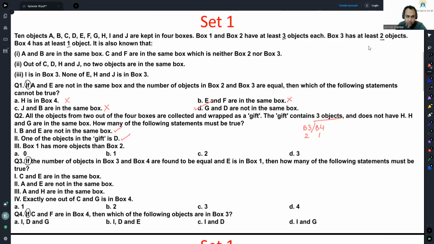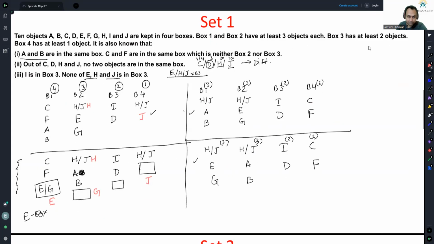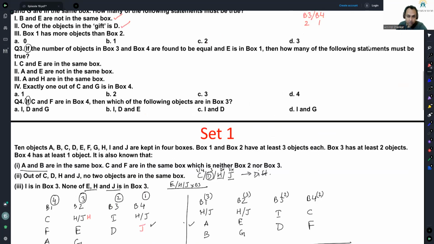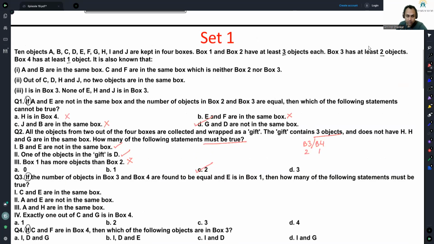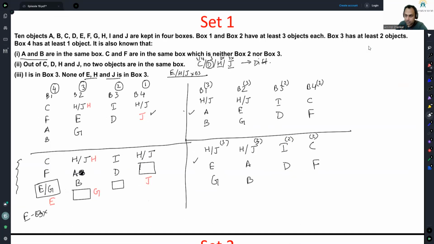Yes. Box 1 has more objects than box 2. In the first case, box 1 has more objects than box 2. But in the second case, box 2 has more objects than box 1. So this is not necessarily true. So out of these three statements, there are two statements which must be true. Okay, before moving on, let's get rid of the red marks, because that was only valid for the second question.